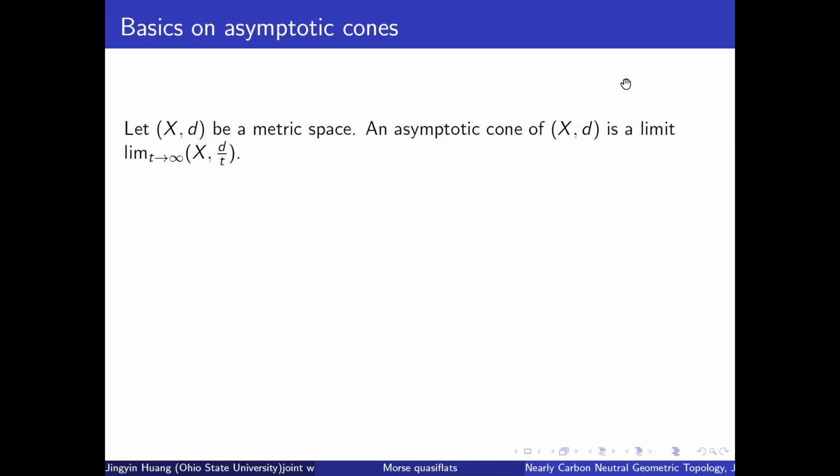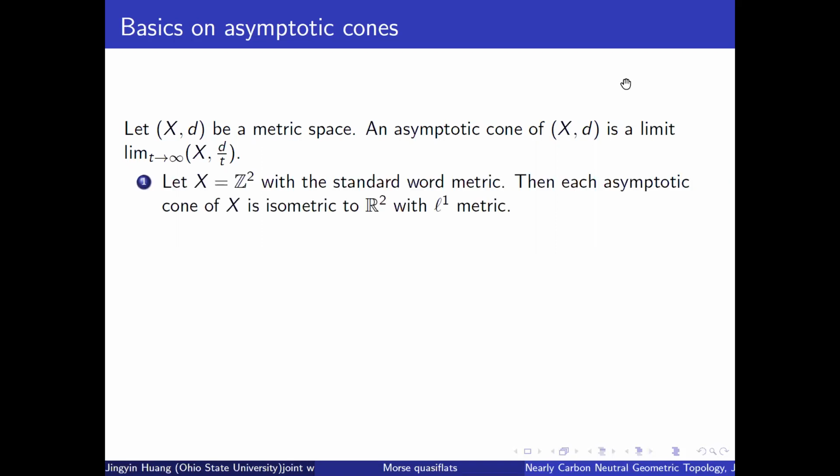Let's start with some basic things on asymptotic cones. So I take a metric space, and the asymptotic cone is basically trying to zoom out the metric space further and further and take some kind of limit. The limit exists, but it's usually not unique and depends on various choices. For example, if I take X to be Z2 with the standard word metric, we can think about this as the unit grid in R2. As we zoom out further and further, the grid becomes more and more dense, and the limit is going to be R2 with the L1 metric.